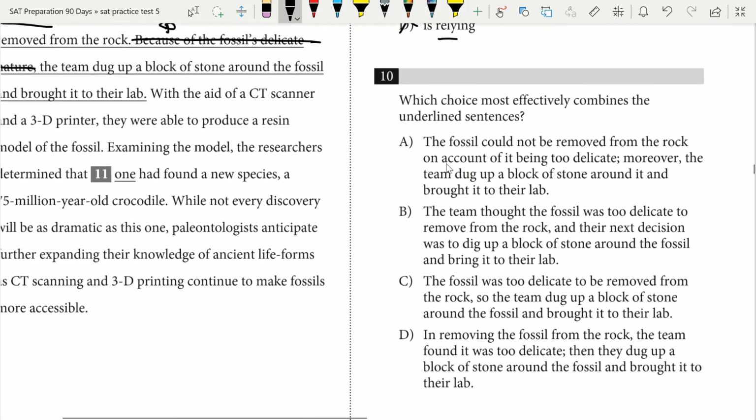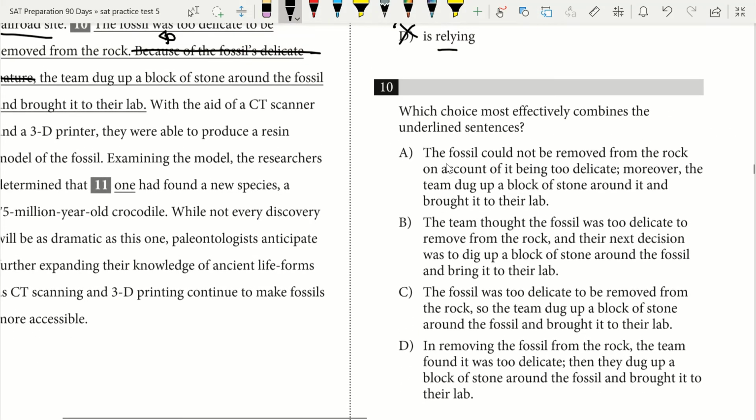So anytime I'm asked to combine underlined sentences like this, and I see I have all of this long writing, what I'm going to do is start with my shortest answer first. Because my shortest answer is the most likely to be the most concise and efficient, which is what I'm looking for when I'm combining sentences. So I always would start with my shortest answer and then work my way to my longest. So I would go 1, 2, 3, and then 4. That's how I'd work through it.